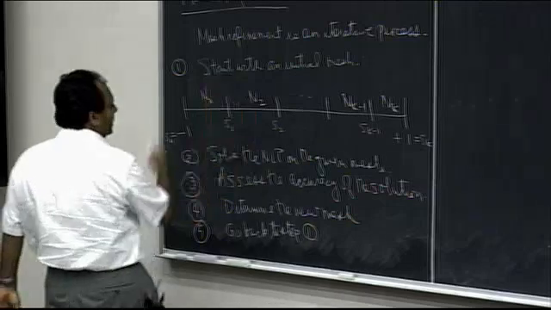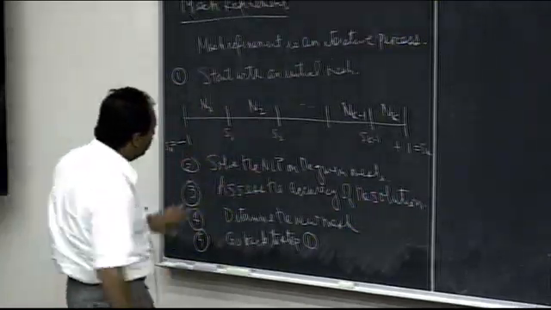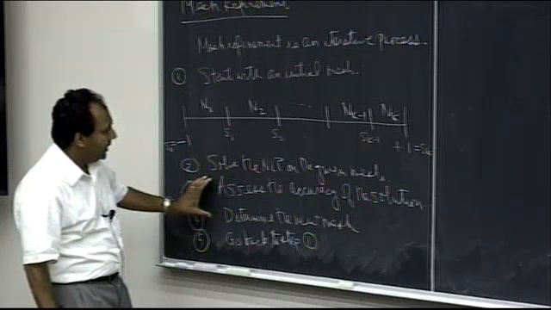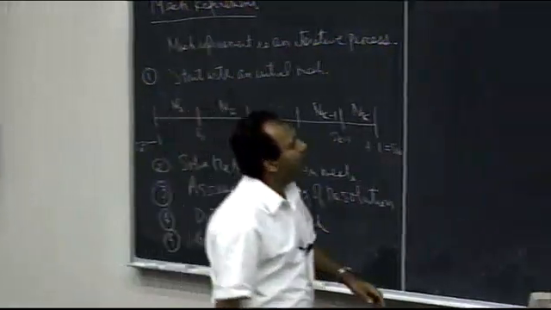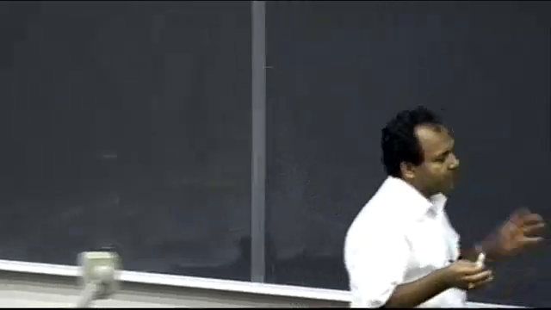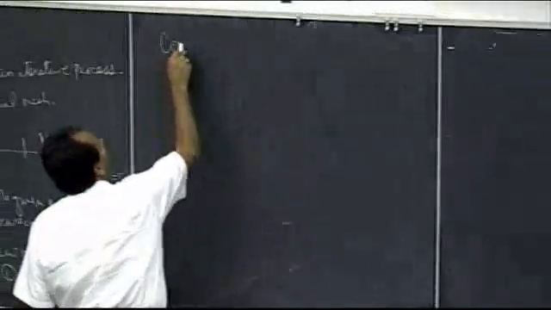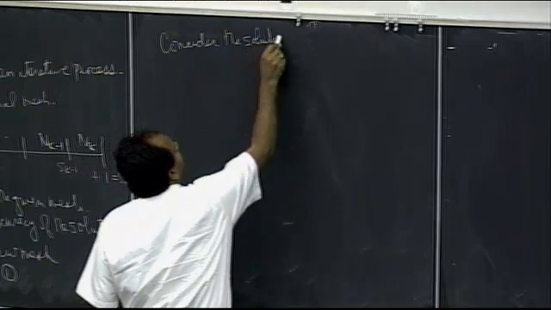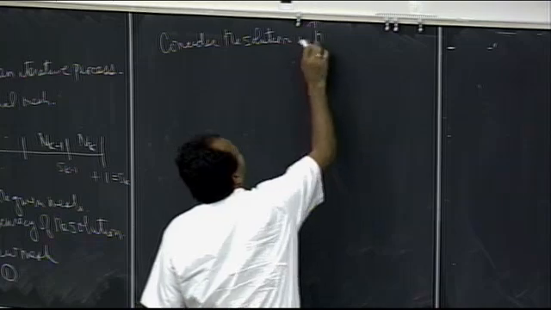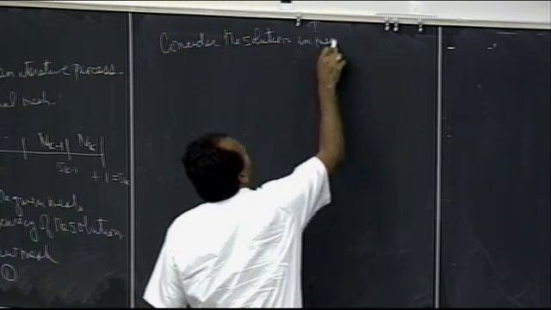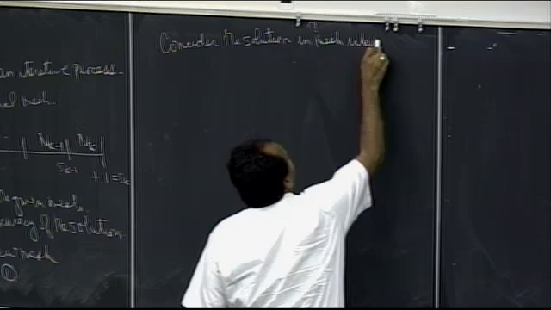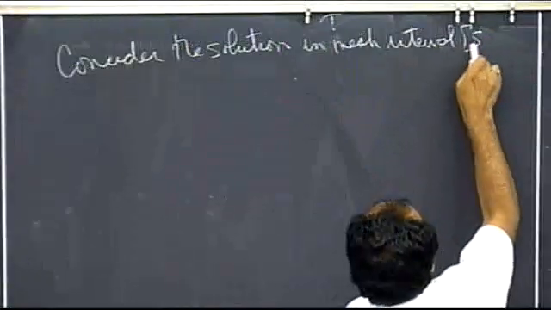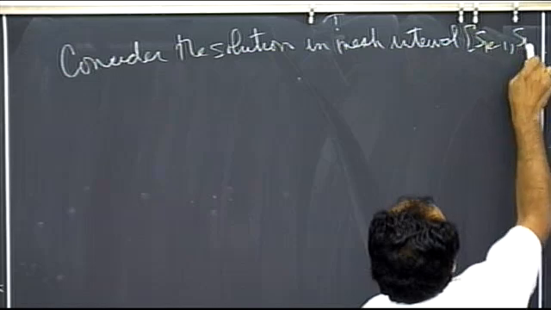And then you repeat this process until you meet your accuracy tolerance, right? Now, it's these two steps right here that are the problems. Okay, so a way to do this with Radau points, and it's by no means the only way to do it, but it's one way, is to consider the solution in mesh interval s sub k minus 1 to s sub k.